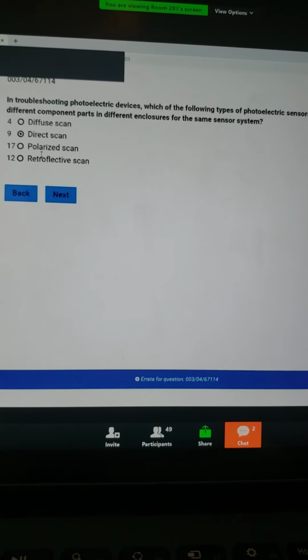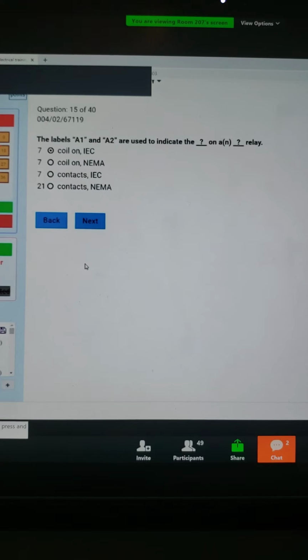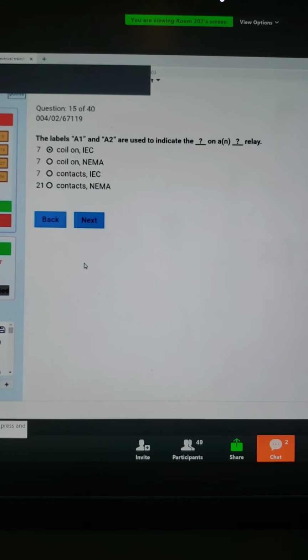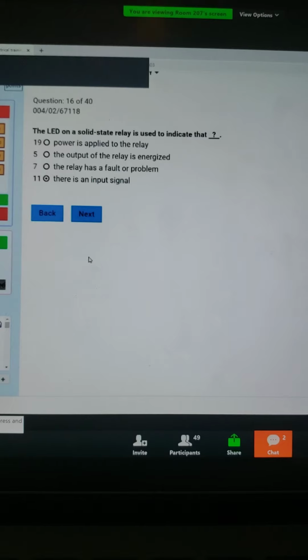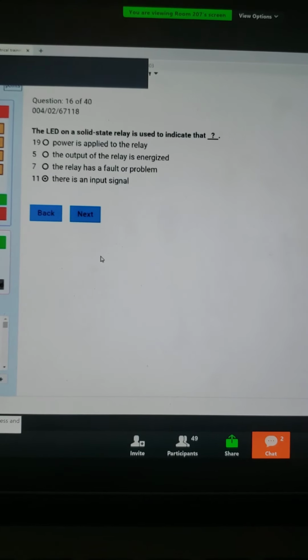The input section of a solid state relay performs the same function as a coil of an electromechanical relay. The labels A1 and A2 are used to indicate the coil on an IEC relay. The LED on a solid state relay is used to indicate that there is an input signal.